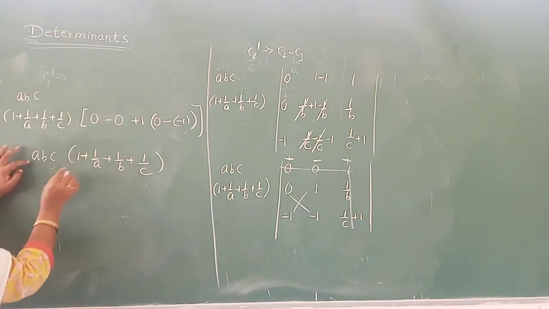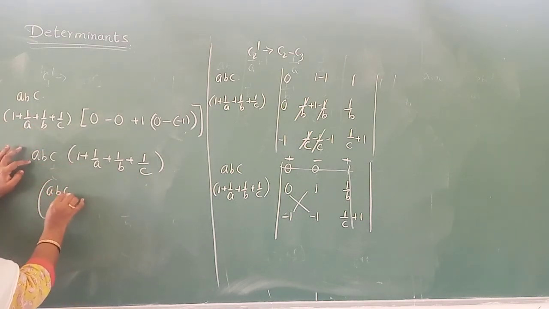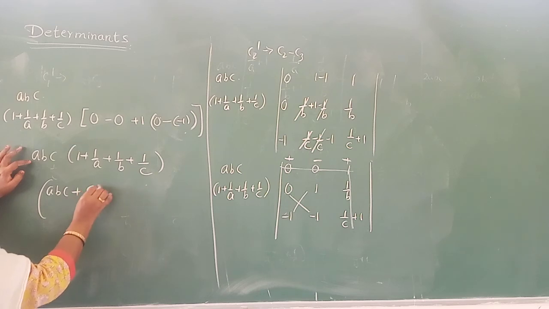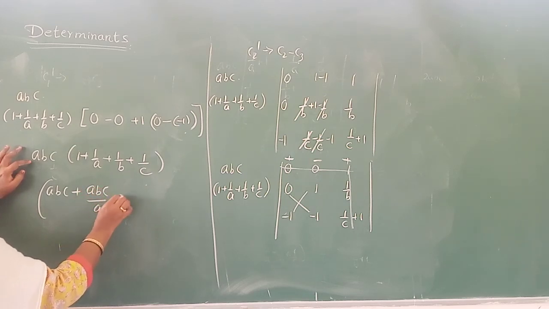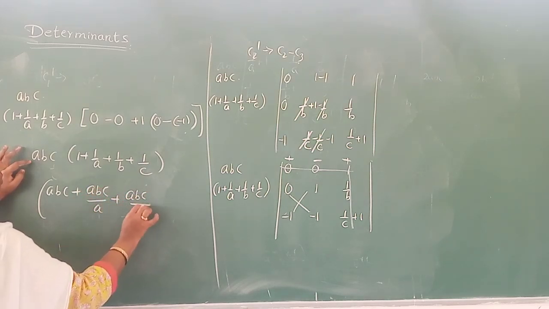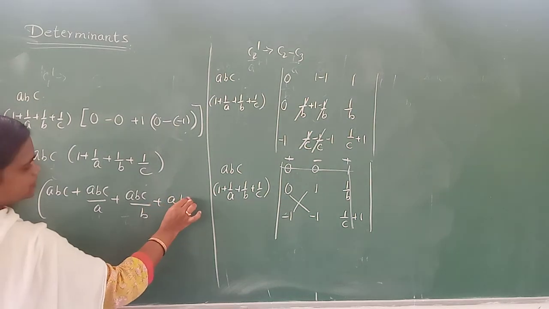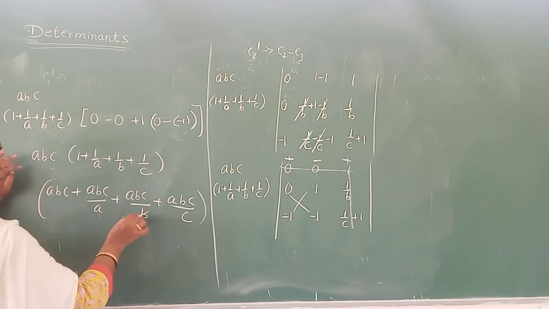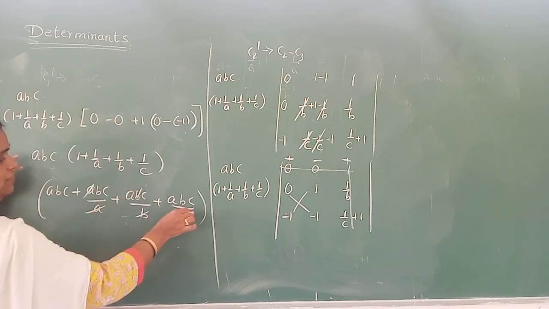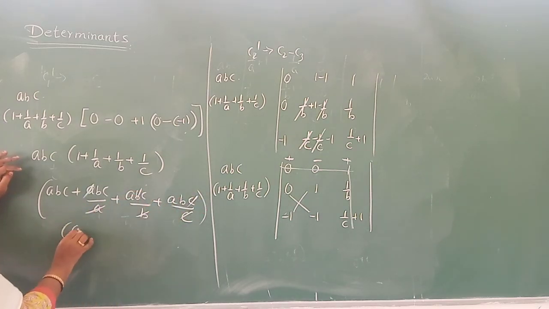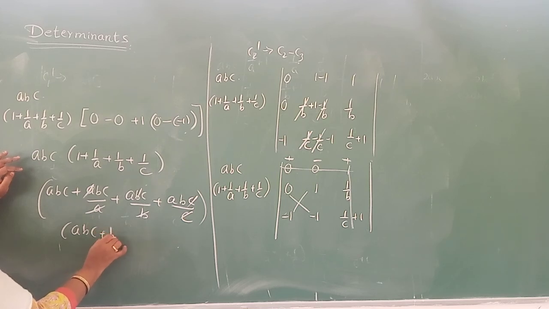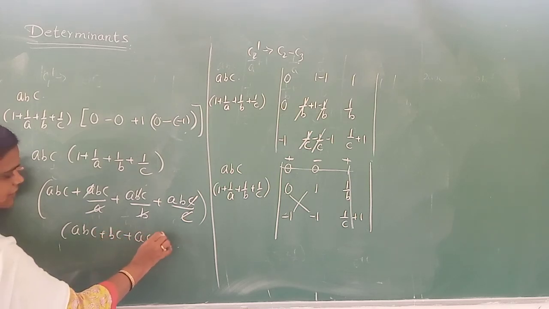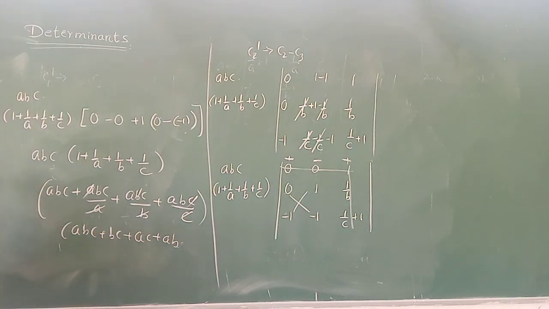Or else, multiplying, we get A, B, C plus A, B, C by A plus A, B, C by B plus A, B, C by C. Okay, the common factors cancel. We get A, B, C plus B, C plus A, C plus A, B. Like this.